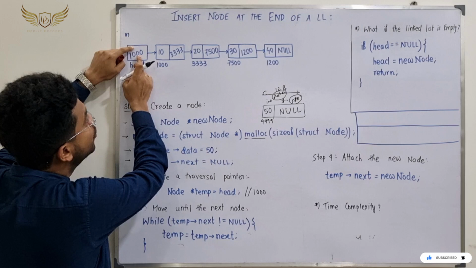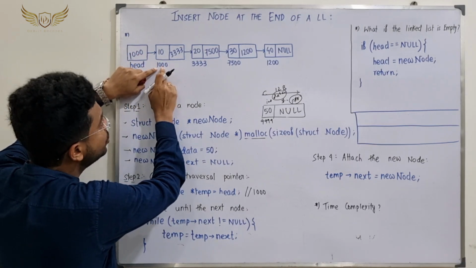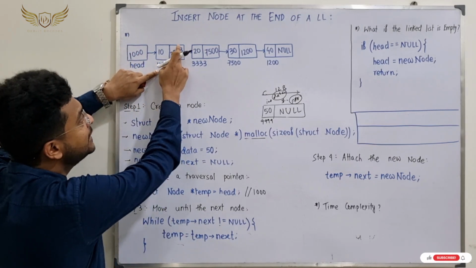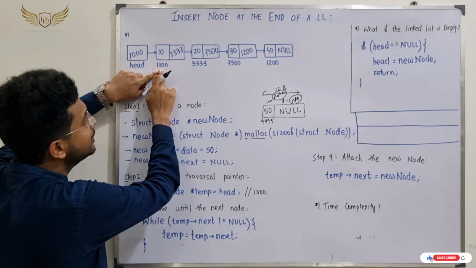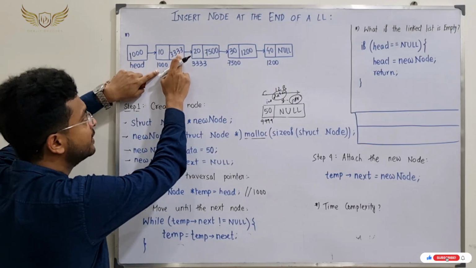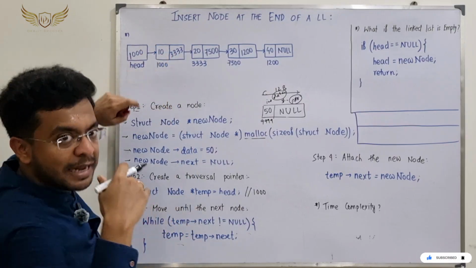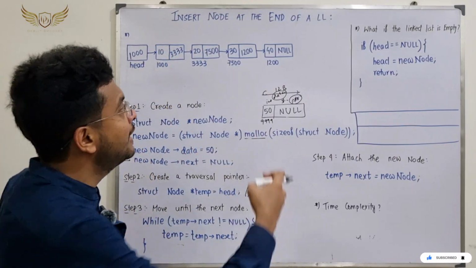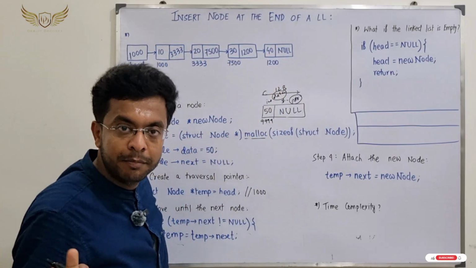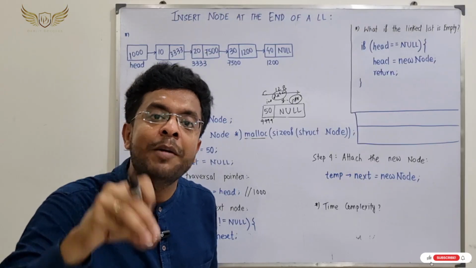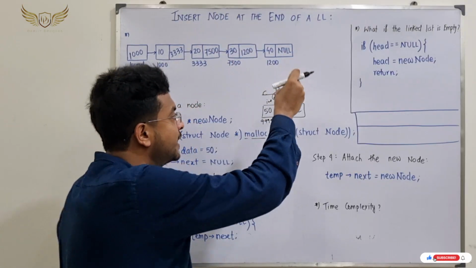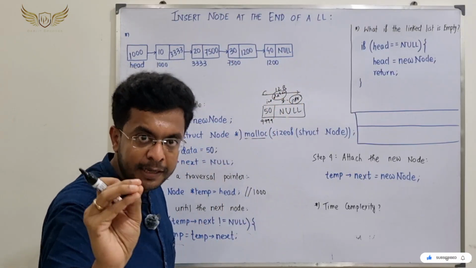Temp arrow next means go to the 1000 memory location and find which is the next value. So go to the 1000 memory location, which has next 3333. So it is not null. Right? Now again, it can go further like this until it finds null. Because when it finds null, it says that we have reached the end of the linked list. We can now insert the new node. Right? Are you getting my point?